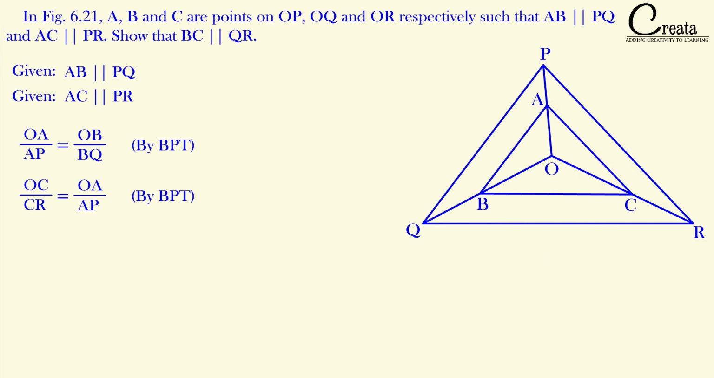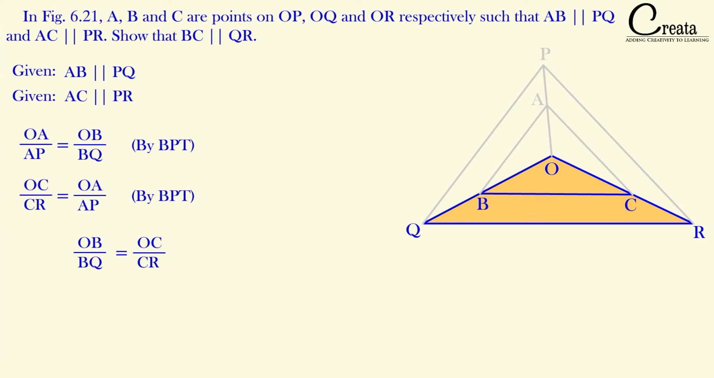Let's compare both the equations. In both the equations, OA upon AP is common. So let's equate the rest two terms. We got OB upon BQ is equal to OC upon CR. Okay, by comparing we can say so. Further, are you able to observe the triangle OQR? We got OB and BQ is equal to OC and CR, which is part of the BPT theorem.